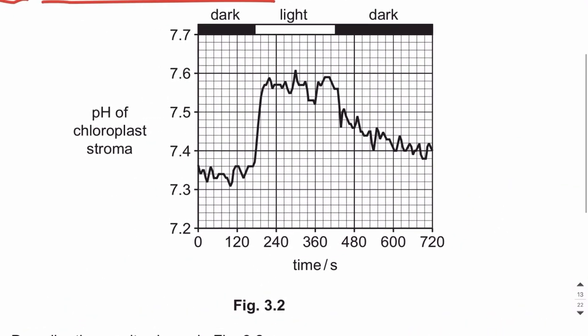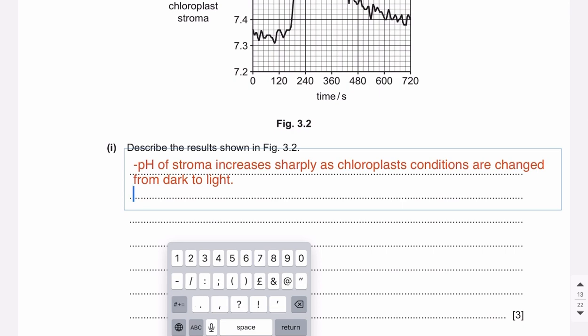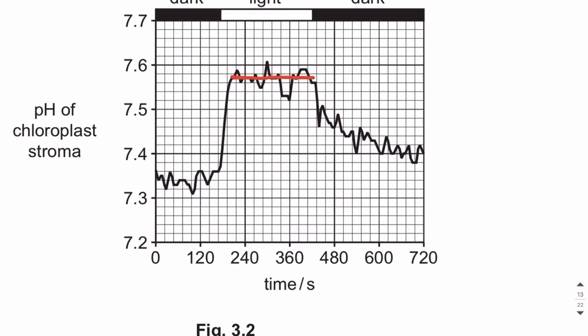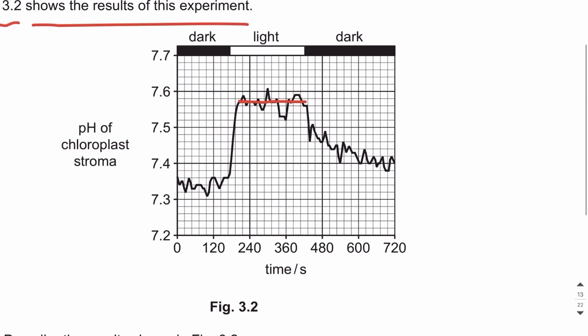Then we can see that in the light, what is happening? There are minor fluctuations, but the pH levels off in light. So we can mention that pH of stroma levels off in light. There are minor fluctuations, but we can see that the pH is kind of leveling off in the light. And then when the chloroplasts are placed in dark again, the pH falls gradually.